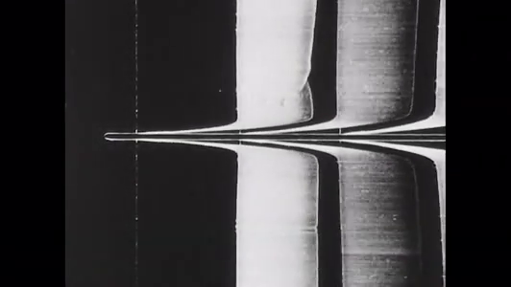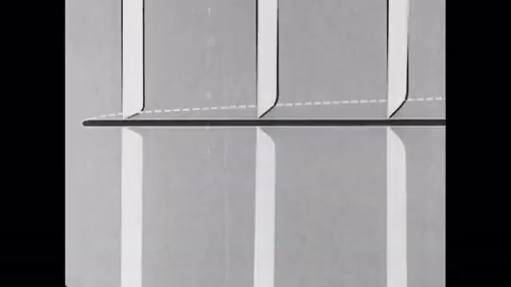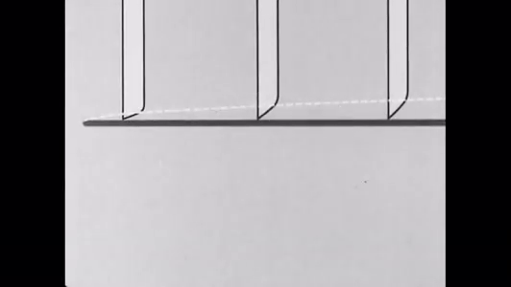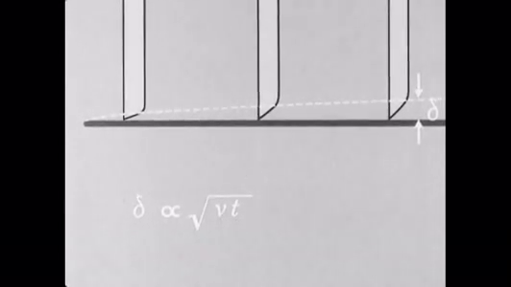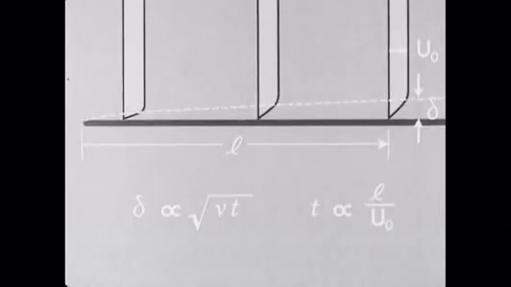We can relate the factors controlling this growth process in the following simplified manner. The diffusion length delta increases as the square root of the product of the kinematic viscosity nu and the time of diffusion t. At a distance L from the leading edge, the diffusion time is proportional to L divided by the free stream velocity u naught.